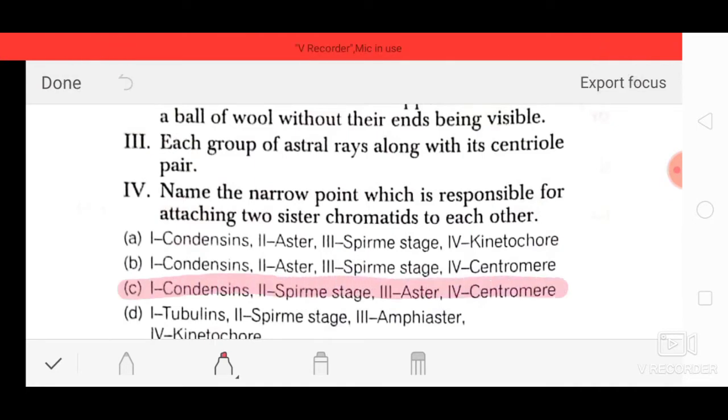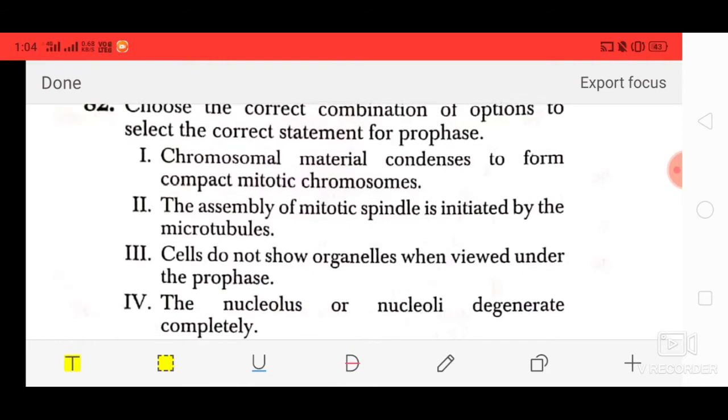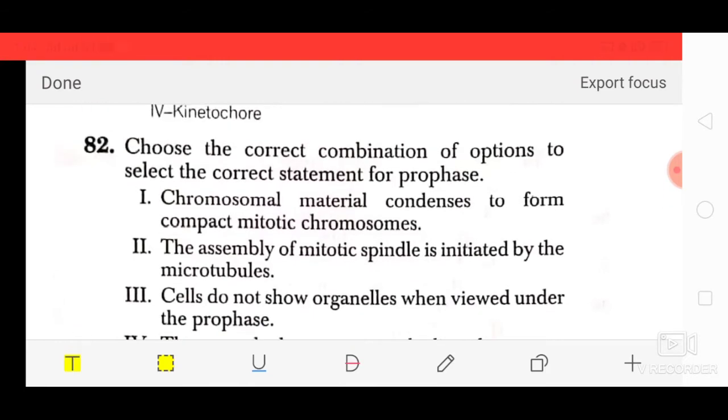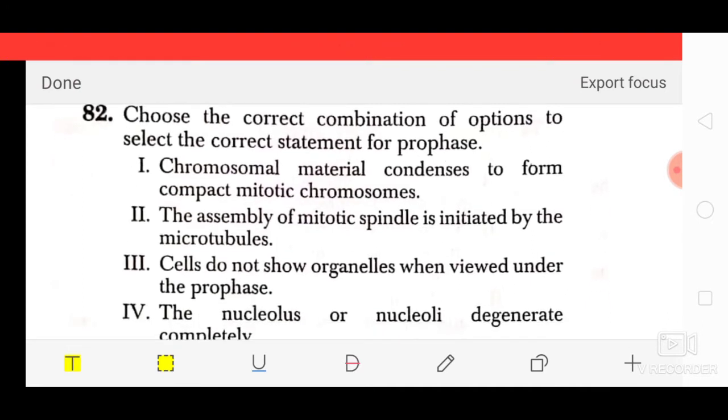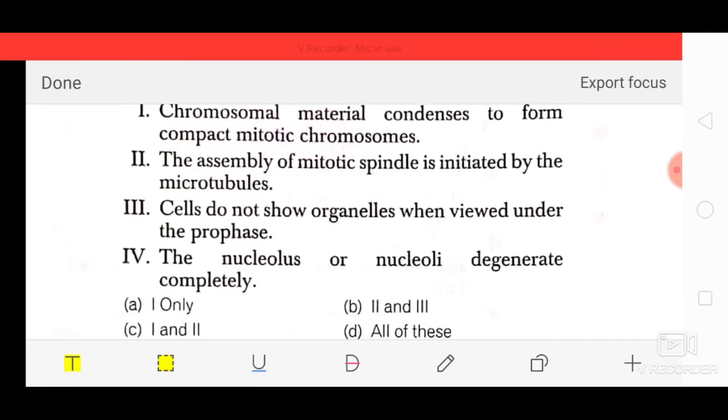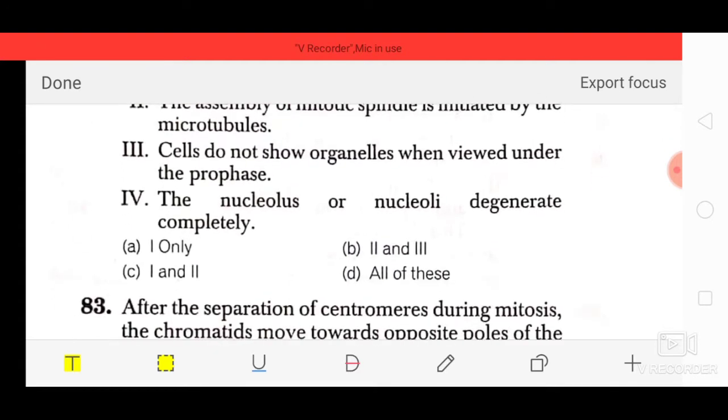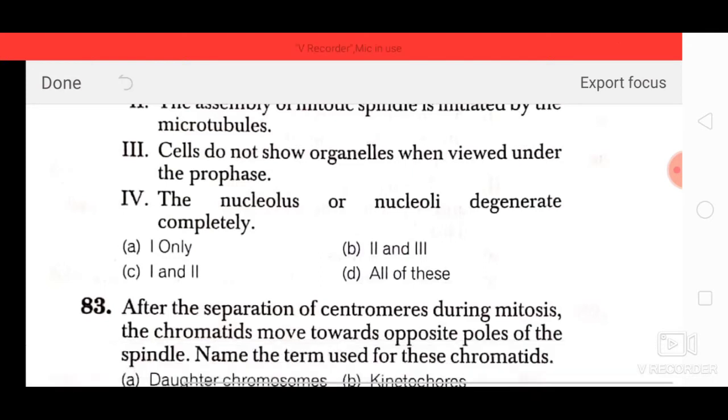Now the next question says choose the correct combination of options to select the correct statements about prophase. Statement 1 is chromosomal material condenses to form compact mitotic chromosomes. Second is the assembly of the mitotic spindle is initiated by the microtubules. Third is cells do not show organelles when viewed under the microscope in prophase. Fourth is the nucleus or nucleoli disintegrate completely. And the correct answer of this question is option number D, that is all of these are correct statements.